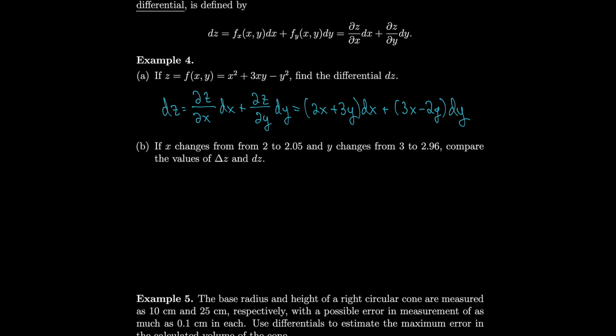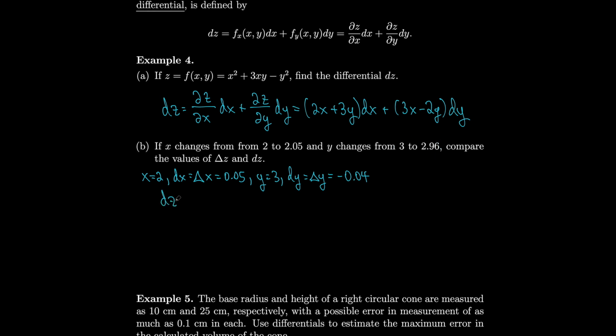Okay, what if x changes from 2 to 2.05 and y changes from 3 to 2.96? Let's compare the values of delta z and dz. So we have x equals 2. We're going to set dx to be delta x because it's an independent variable. So that's just 0.05. We'll set y equal 3 and dy equal to delta y equal to negative 0.04. Because this changed by 0.05 and this changed by negative 0.04.